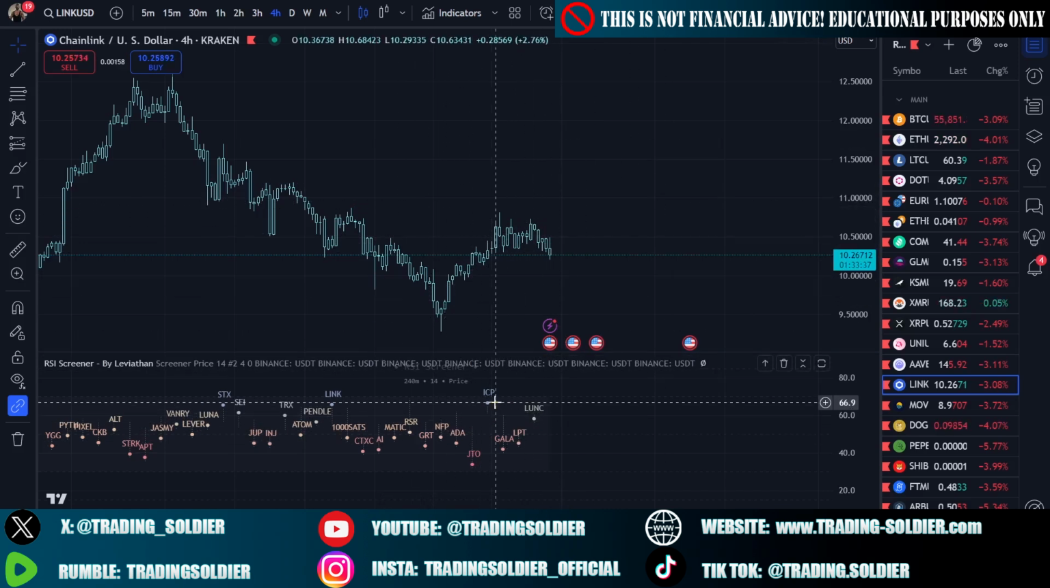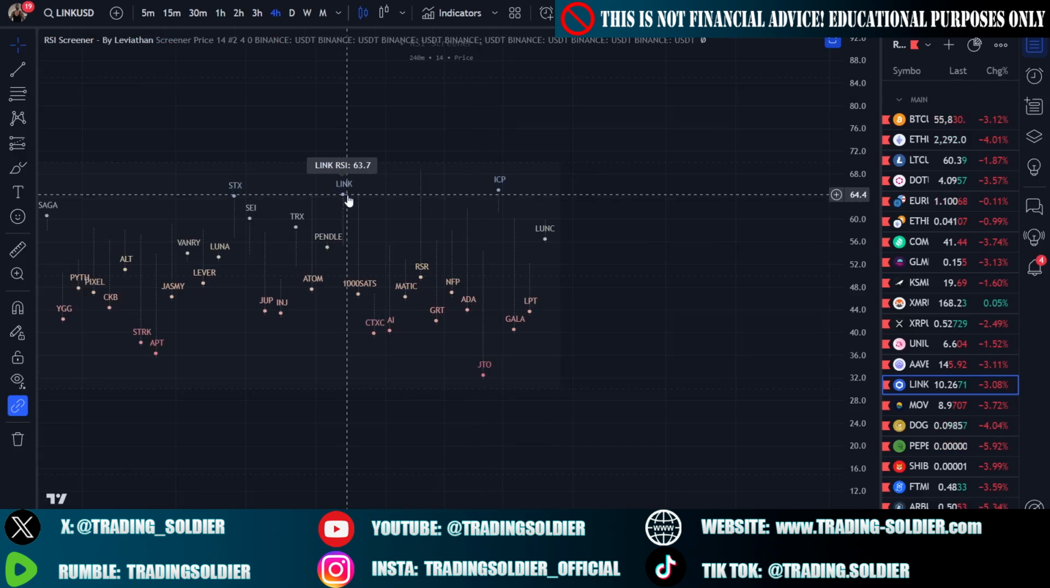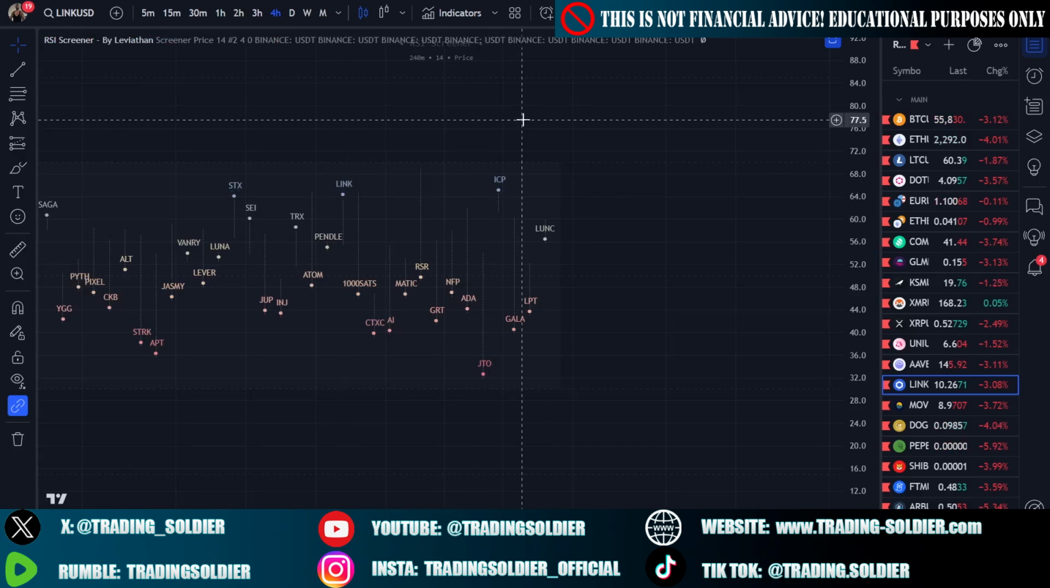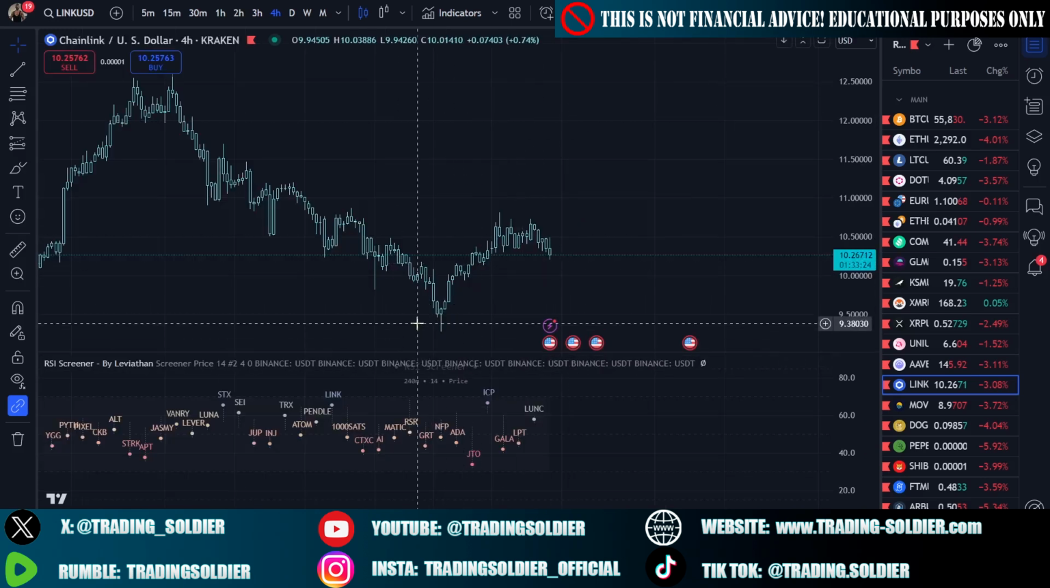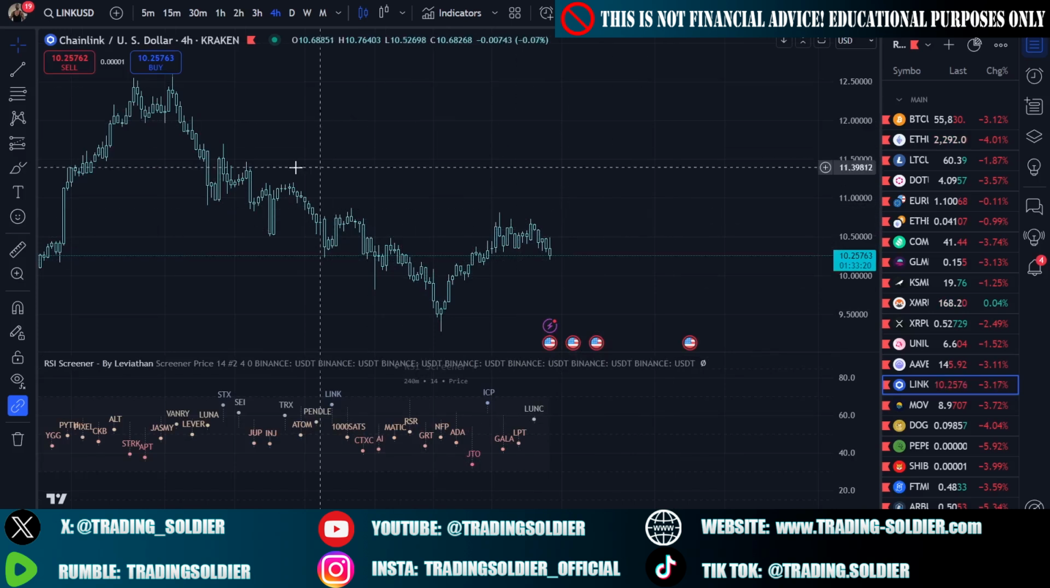If you look here, it is telling you that LINK is overbought, okay? So technically, just by RSI, this is telling you to sell LINK. But if I analyze price action, to me this looks like it is making a bounce and then a push to the upside to mitigate the order blocks or last swing highs in this upper part of the chart, okay?